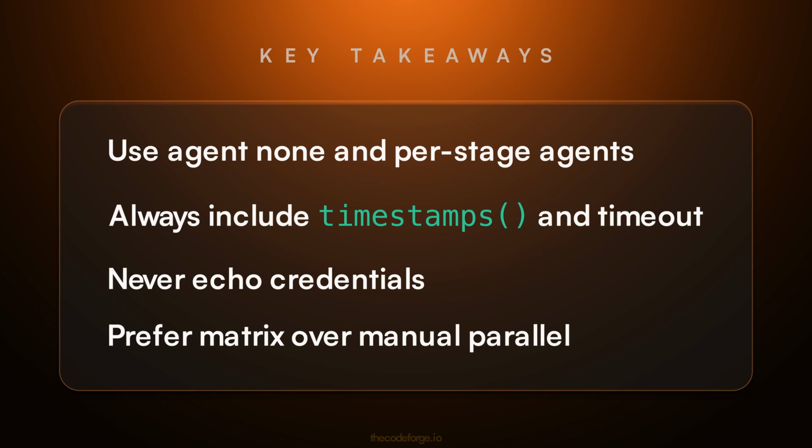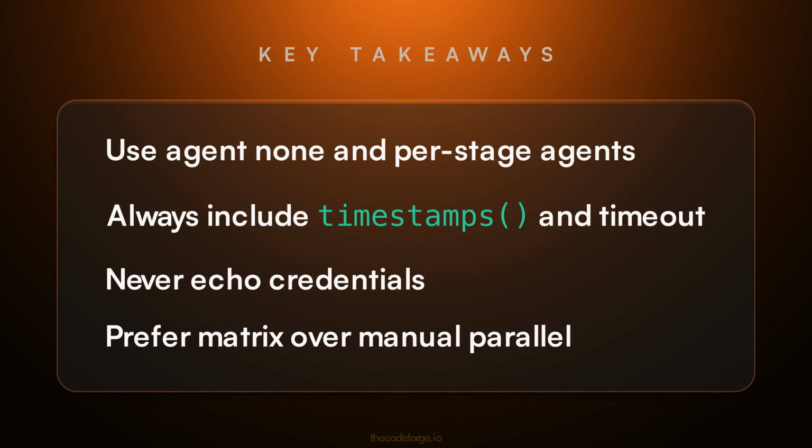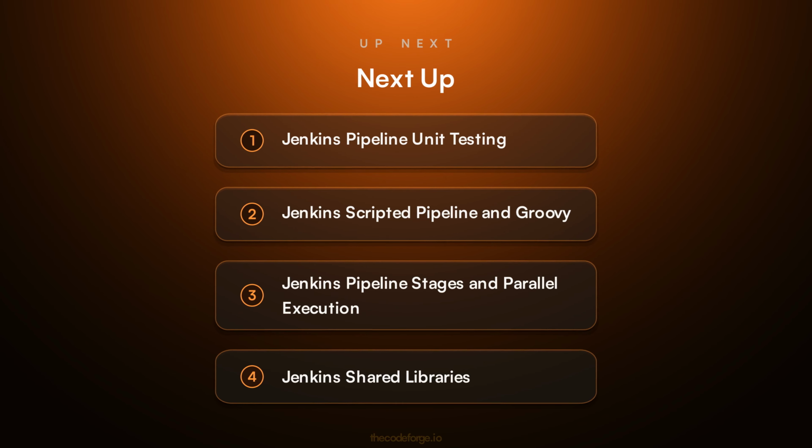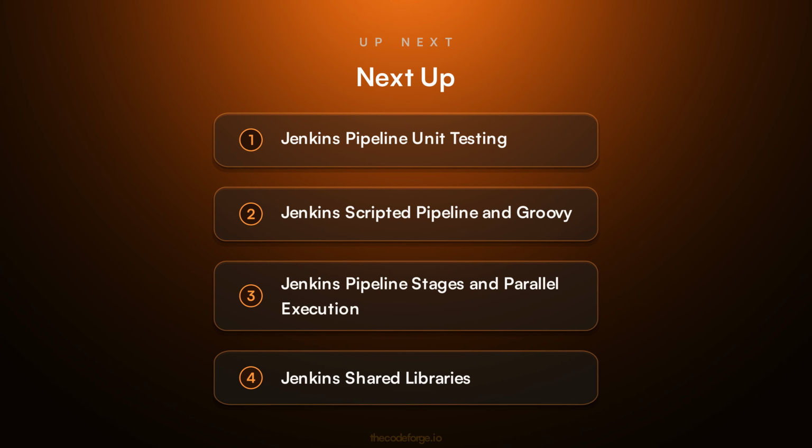To recap, always set agent none at pipeline level, include timestamps and timeout, never echo credentials, use matrix for cross-product testing, keep script blocks minimal, and always include post for cleanup and notifications. Ready to go deeper? Up next, Jenkins pipeline unit testing, then Jenkins scripted pipeline and Groovy, then Jenkins pipeline stages and parallel execution.